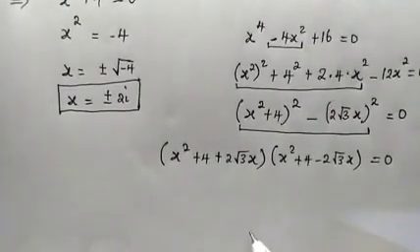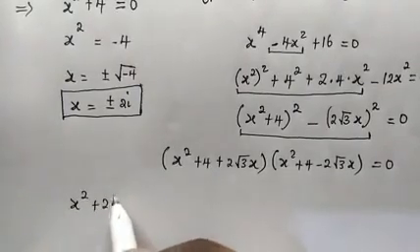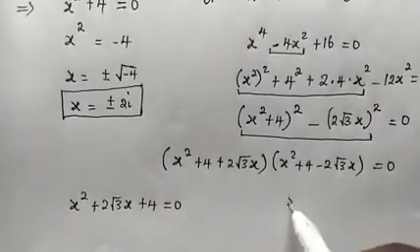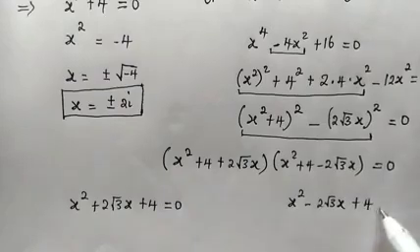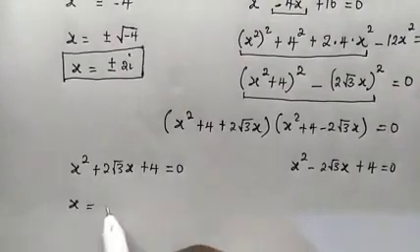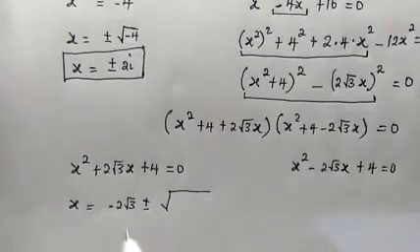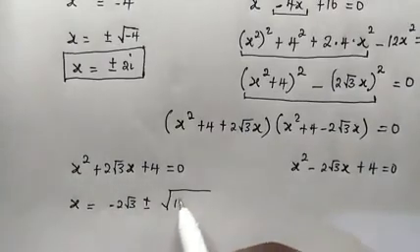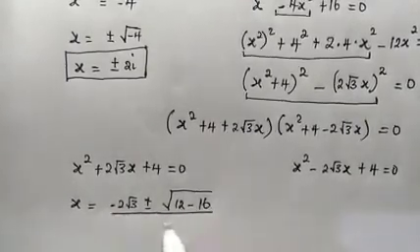So we solve this equation separately. First, we have x squared plus 2 root 3 x plus 4 equal to 0. Secondly, we have x squared minus 2 root 3 x plus 4 equal to 0. So use the general quadratic formula. We get x will be equal to negative b, which is negative 2 root 3, plus or minus the square root of b squared, which is 2 root 3 squared. Remember that the square root of 12 is 2 root 3. So it will be 12 minus 4ac, which is 16, then divided by 2.